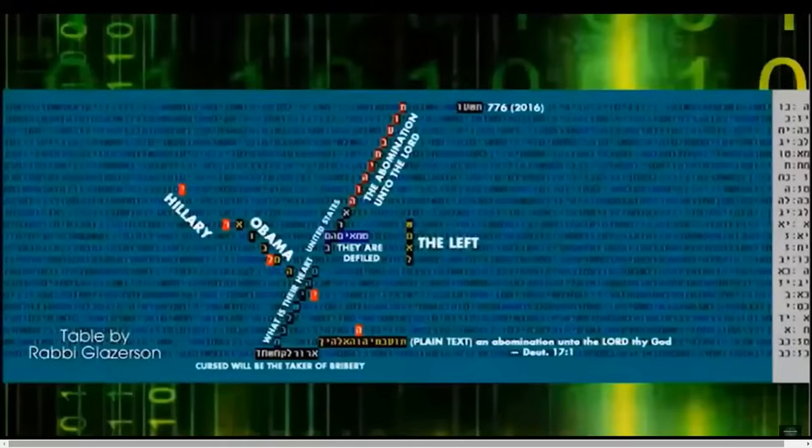But the weird thing is, all this came up under the plain text, an abomination unto the Lord, Deuteronomy 17:1. And Glazerson didn't force this table to end up on the plain text that actually said that. It just happened that way. And then at the very bottom it says, cursed will be the taker of bribery. And that's also in the plain text.